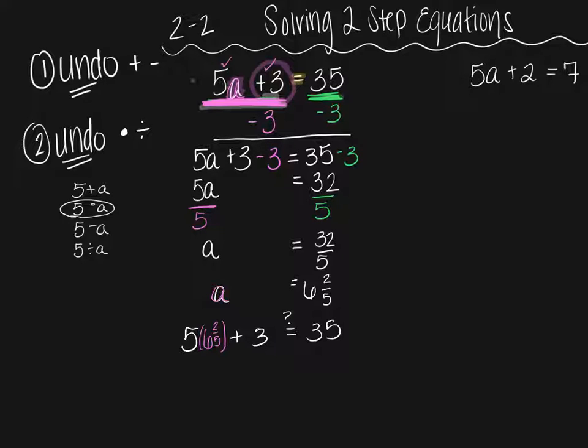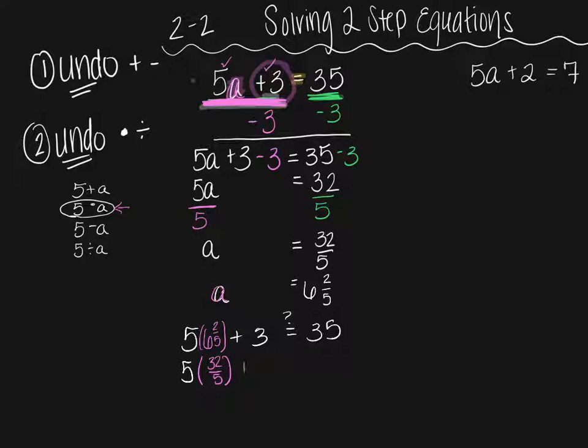Oh, cool, look at that. I just plugged it right in. Notice that this, again, is multiplication going on. It's 5 times 6 2/5, which, for the purposes of checking it, is going to be easier to keep in my original 32/5 form, because I can just multiply across.